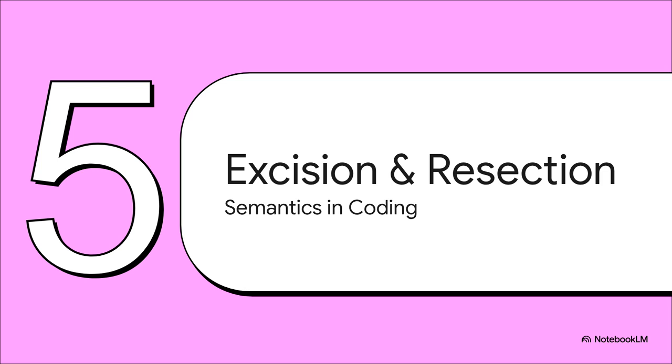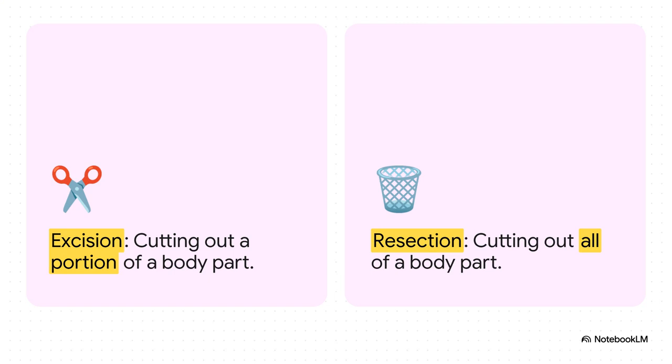This brings us perfectly into Section 5, excision, resection, and extraction. This is a classic trap where doctors and coders speak completely different languages. In standard medical speak, a surgeon might say they excised an entire lymph node chain. But in the strict literal world of ICD-10 PCS coding, excision means cutting out only a portion of a body part.